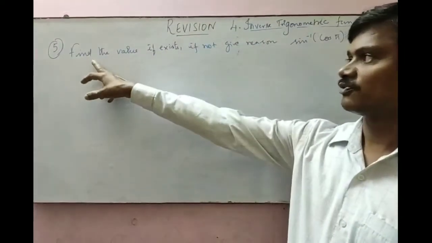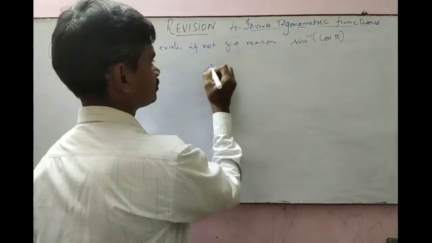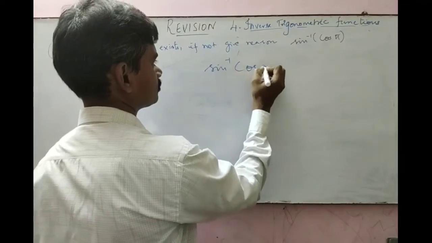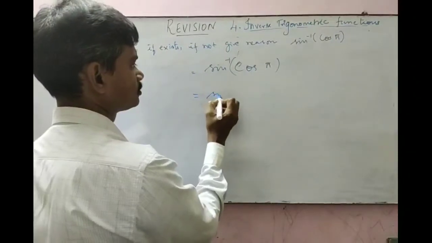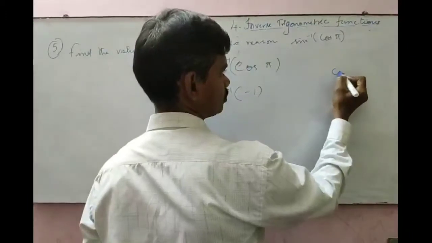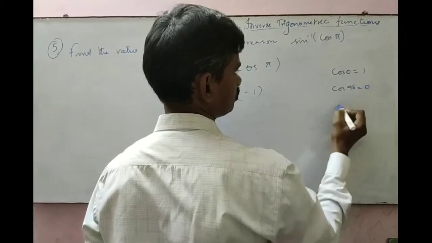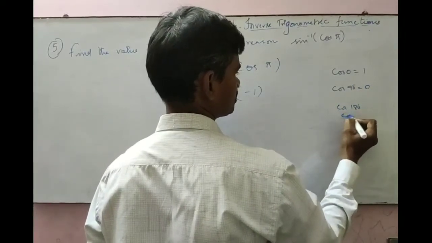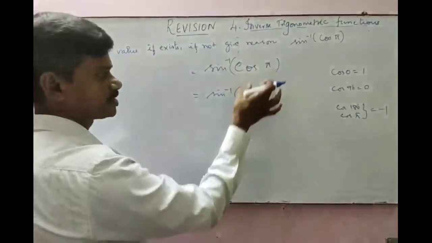The next sum: find the value if it exists. If not, give reason. Sin inverse of cos pi. We know the value of cos pi. What is the value of cos pi? Yes, cos pi is minus 1. Cos 0 is 1. Cos 90 is 0. Cos 180, that is cos pi, is minus 1. So the value of cos pi is minus 1.